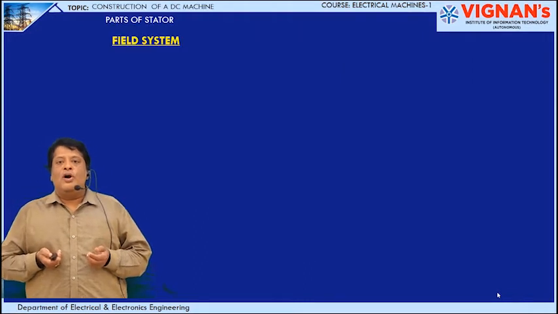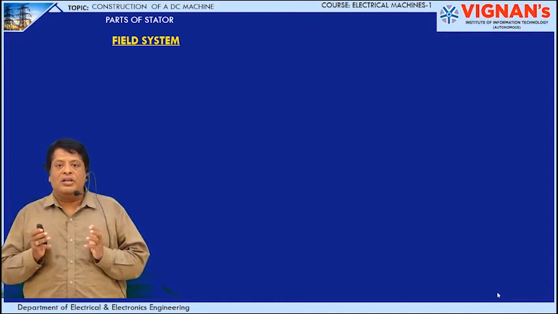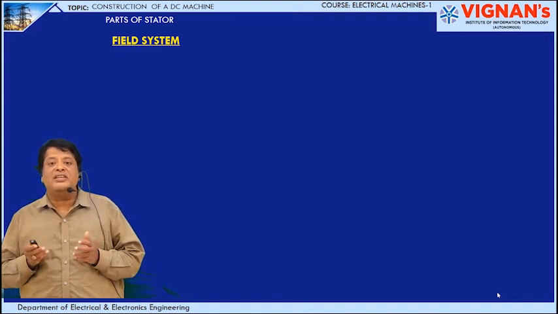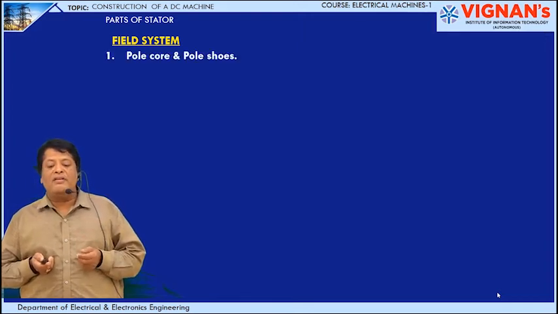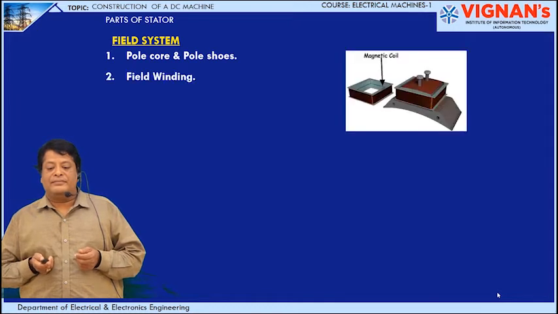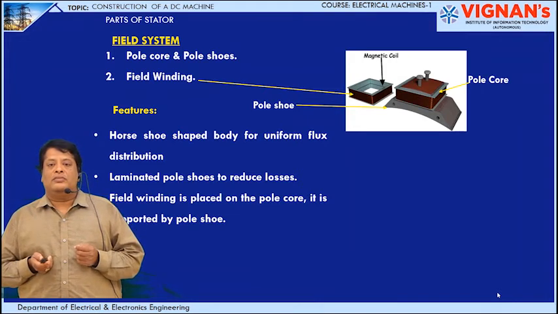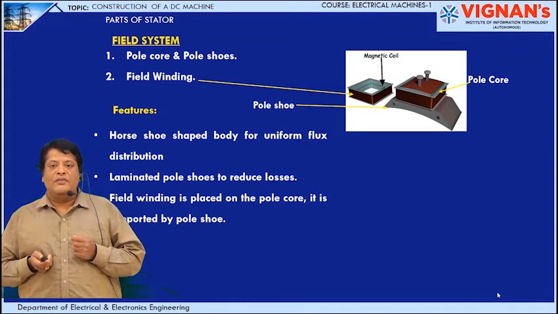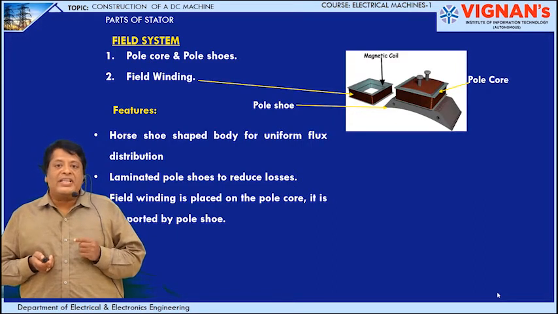Field system. Already we studied the field system. The field system is the system through which the flux is generated in a machine. Generally it consists of a pole core, pole shoe and field winding. Already I have shown the pole core in the diagram. The pole core is of rectangular shape on which the field winding is placed. At the end of the pole core, the pole shoe is attached.